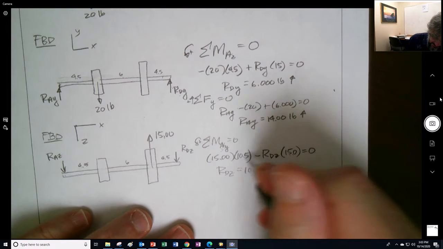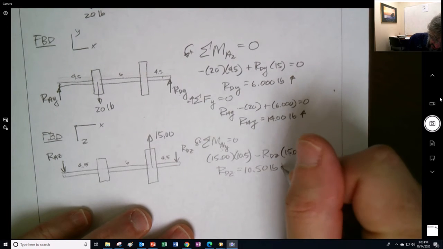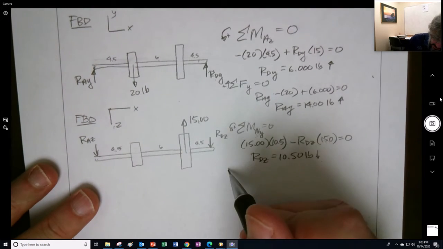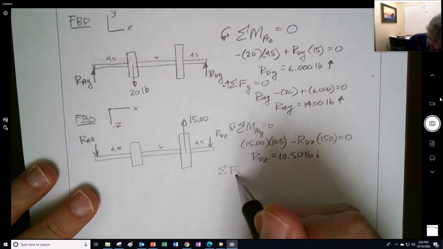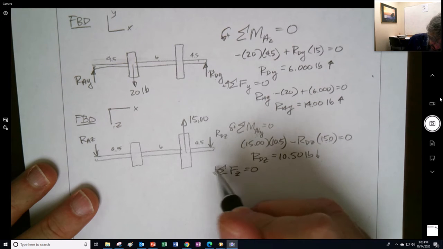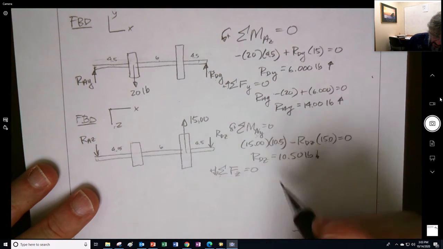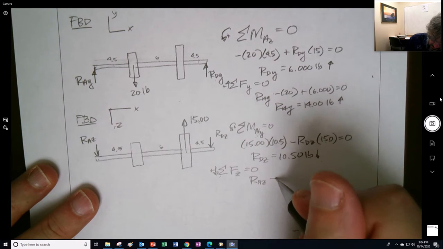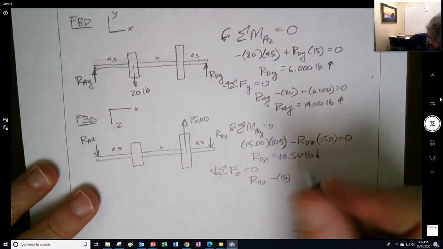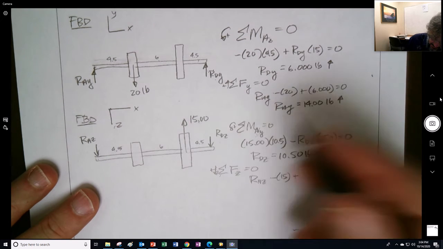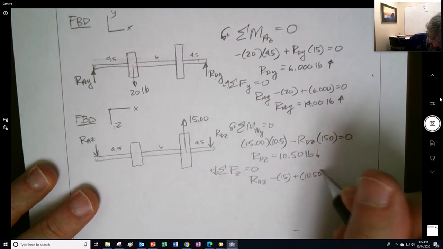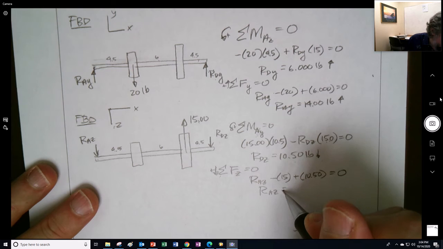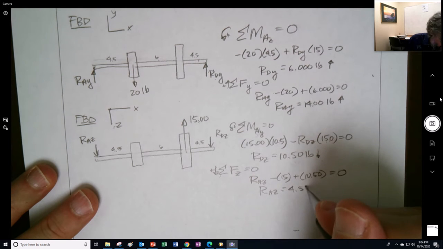Turns out 15 to 15, so it makes sense. That's 10.5. In the figure, it's going here as the positive Z, but positive Z is downwards. Then the sum of the forces in the Z direction, as drawn right here, with downwards positive: RAZ minus 15, and then plus RDZ, which is 10.5, equals 0. And we have RAZ is equal to 4.5 pounds.